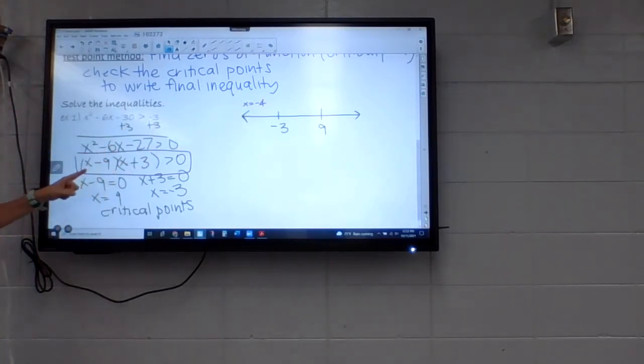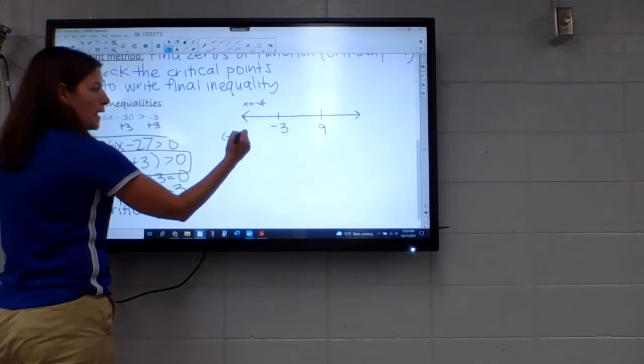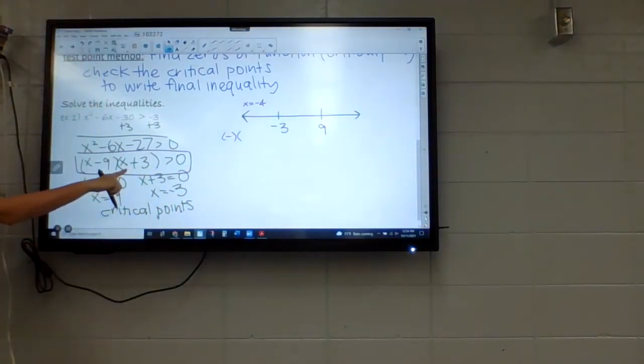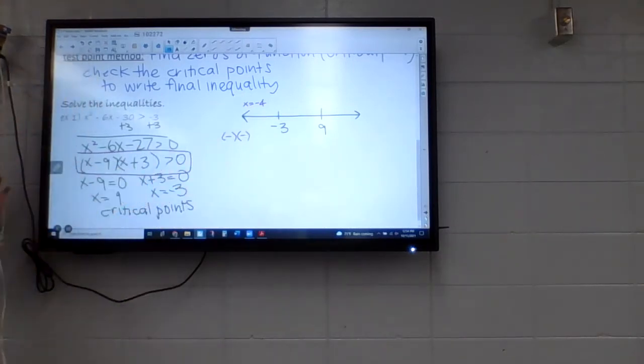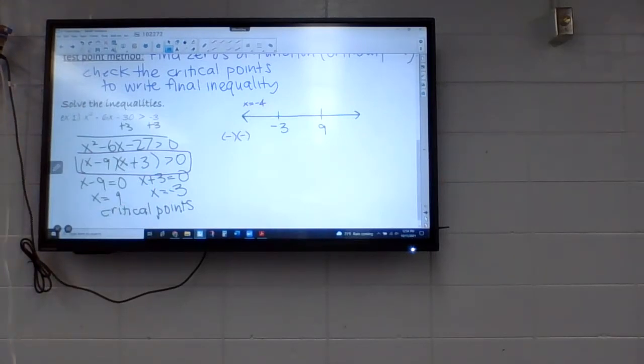So our negative 4. Negative 4 minus 9, what is that going to be? You don't even need to know what the size of the number is, a negative or positive. Negative 4 minus 9. It's negative, right? And I'm multiplying that by a negative 4 plus 3. What's negative 4 plus 3 going to be? Negative or positive? Negative. So if I multiply two negatives together, what's going to happen? It's going to be positive. Is that what I want here?